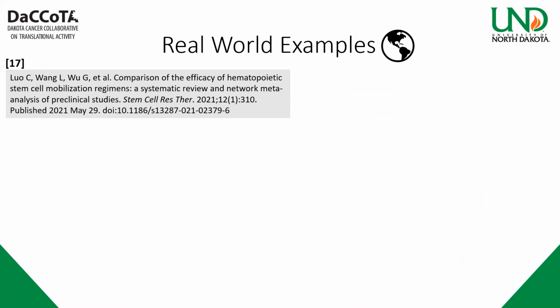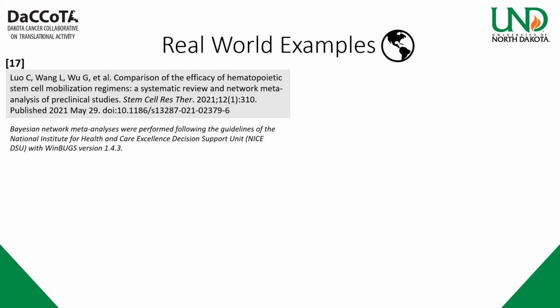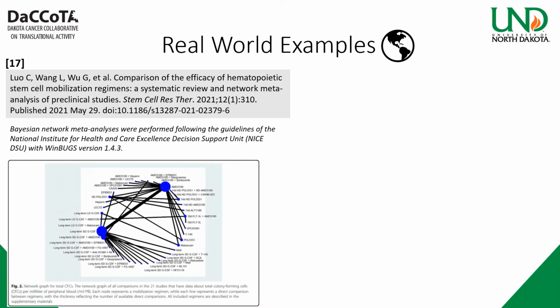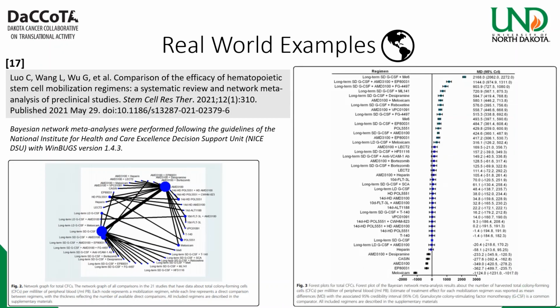Another is a review of hematopoietic stem cell mobilization regimens. This is a systematic review. It was a meta-analysis again, and it had this nice graph here. What it's really showing is the effectiveness of these different regimens. It looks like the regimen that includes long-term G-CSF plus ME6 has the highest mean difference, and I think these interactions also show some of that, as they're showing comparisons between regimens.